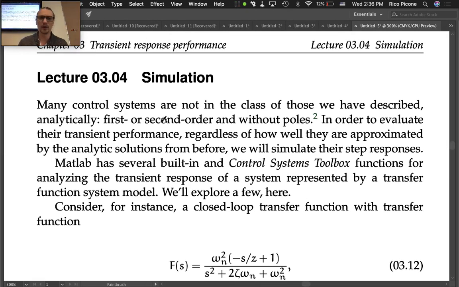So let's do lecture 3-4 on simulation in the transient response performance consideration chapter. Many control systems are not in the class of those we have described analytically, first or second order and without zeros. In order to evaluate their transient performance, regardless of how well they are approximated by the analytic solutions from before, we will simulate their step responses. So that's kind of what we're going to do in this lecture.